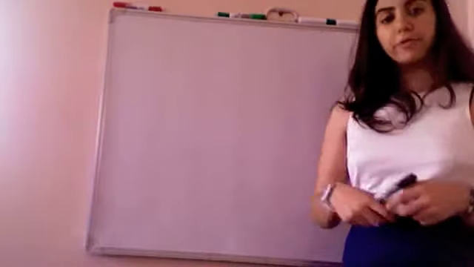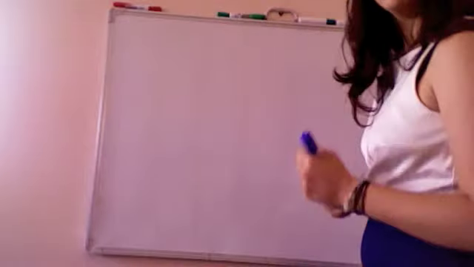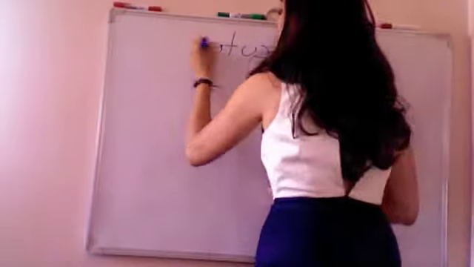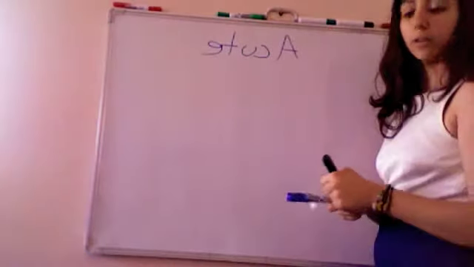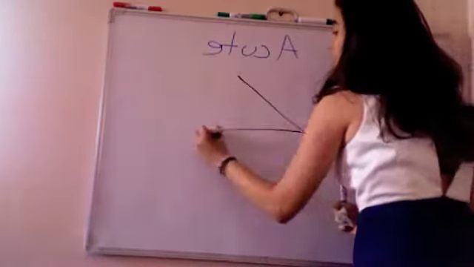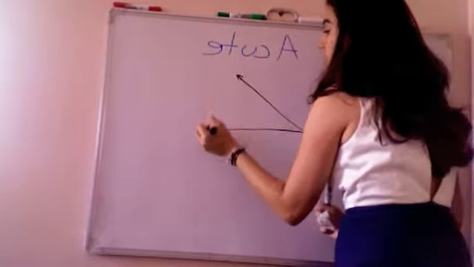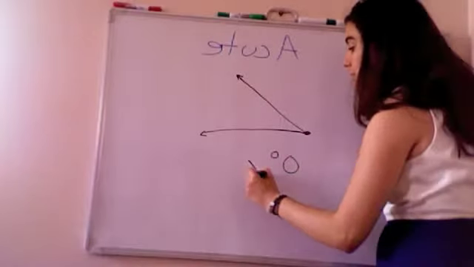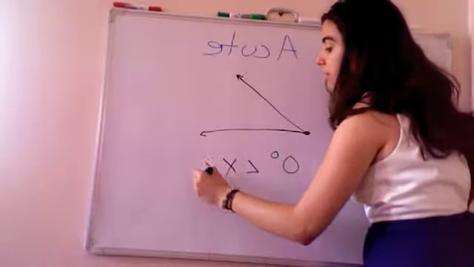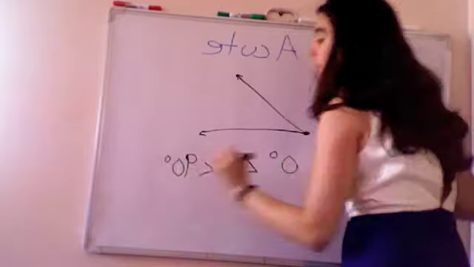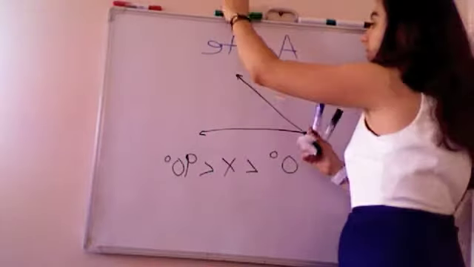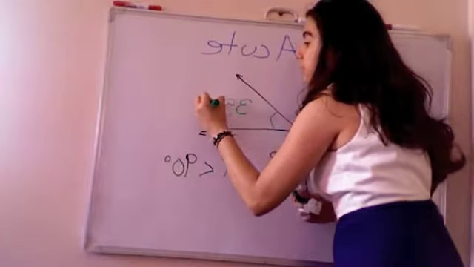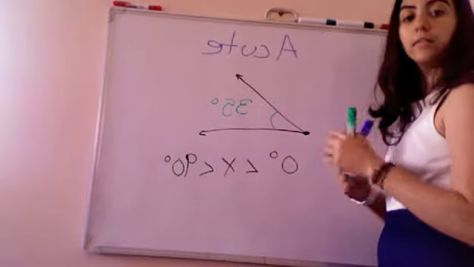So there are four kinds of different angles. Here's the first one. We call it acute. An acute angle is more than 0 degrees but less than 90 degrees. For example, this angle could be 35 degrees. This is the acute angle.